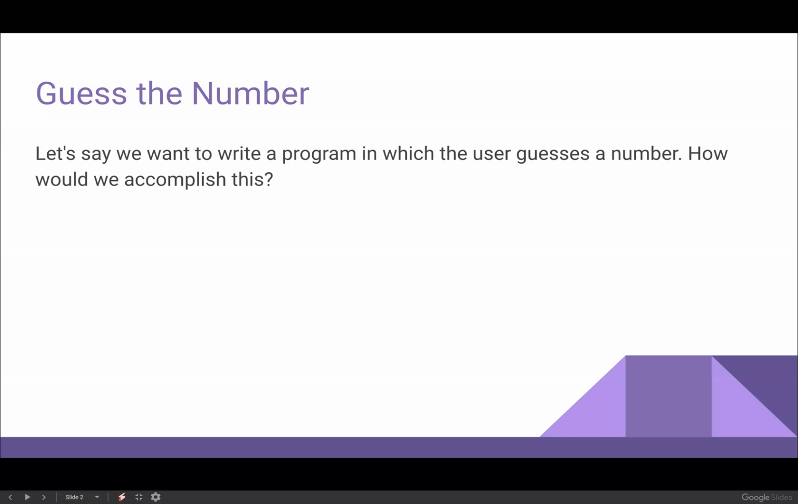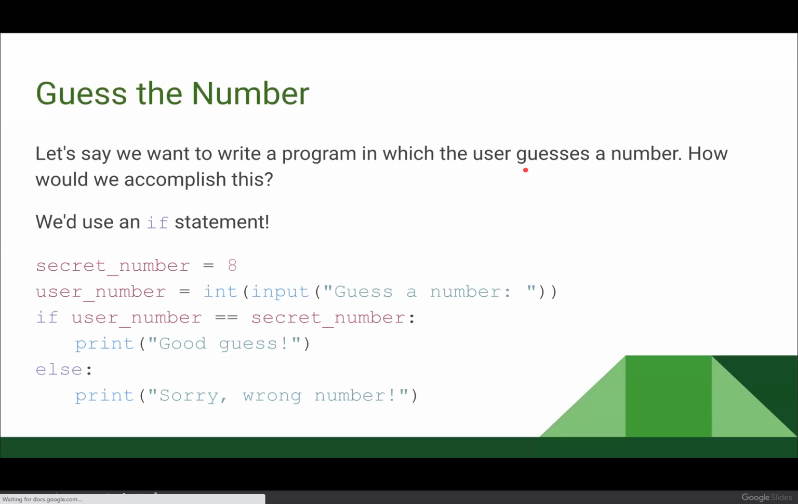How can I check if the user guessed a number correctly or not? Comparing the input with the number. We can compare the input with a number, and then we can use an if statement to say, hey, you guessed right, or hey, you guessed wrong. So we use an if. Let's say I make my secret number equal 8, and then I make the user number equal an int input, whatever number they say. If the user number is equal to the secret number, then we can print good guess. Otherwise, we'll say, sorry, that was the wrong number.